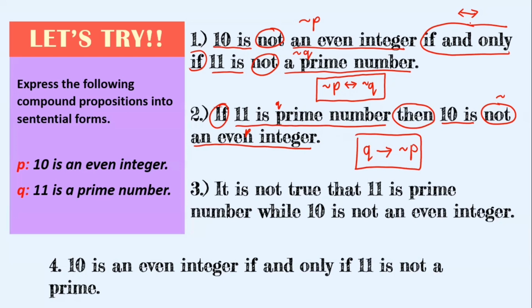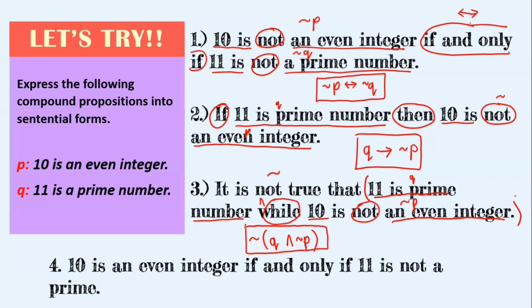Next, number 3, it is not true that, so may not true, so sabihin naka-negate. Itong buong to ay naka-negate. 11 is prime number, that is the Q. And gumamit tayo ng word na while, so therefore, ito ay conjunction. 10 is not, may not ulit, even integer. 10 is an even, yan po yung ating P. And then naka-not, so naka-negate. So therefore, yung nasa loob ng parenthesis natin ay Q and negation ni P. So ito yung ating answer for number 3.